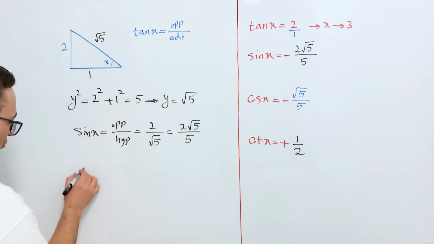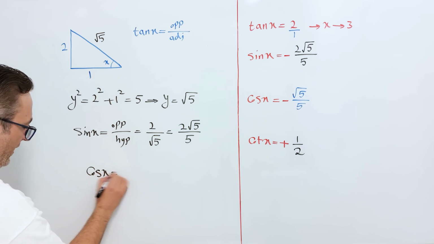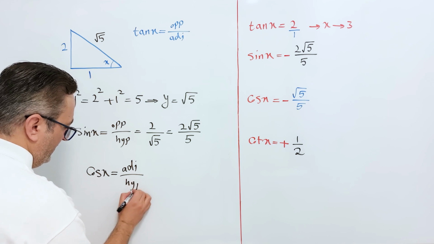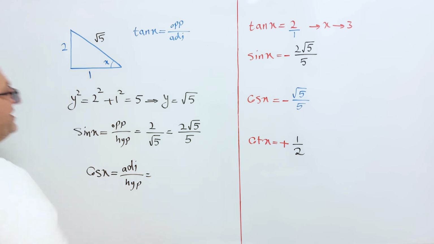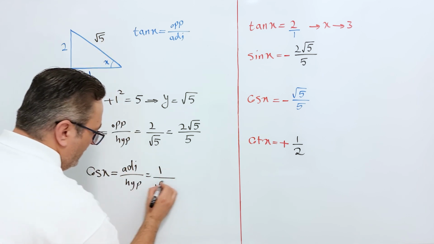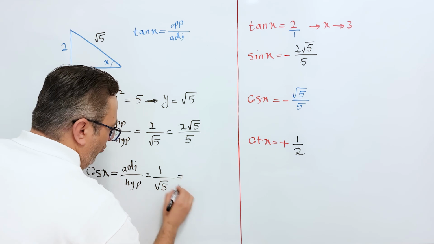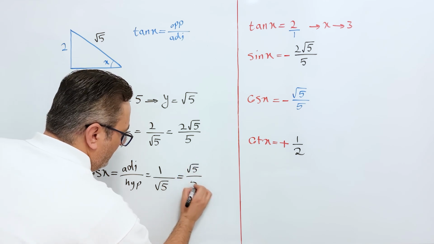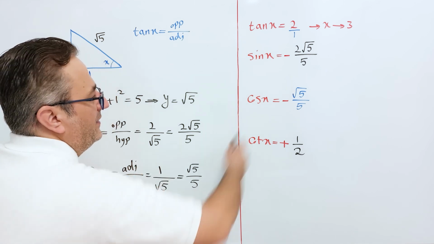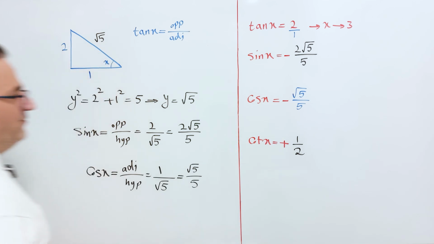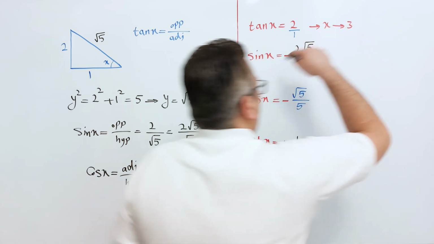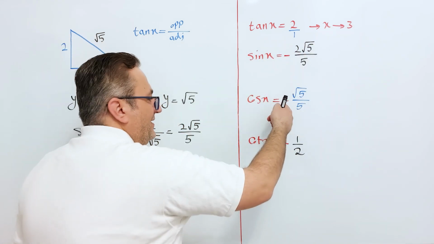Okay, and according to the definition, cosine x is equal to the adjacent side divided by hypotenuse, and the adjacent side is equal to 1 divided by hypotenuse, the square root of 5, or the square root of 5 divided by 5. We rationalize this fraction, and we know that x is in the third quadrant and the sign of cosine is negative.